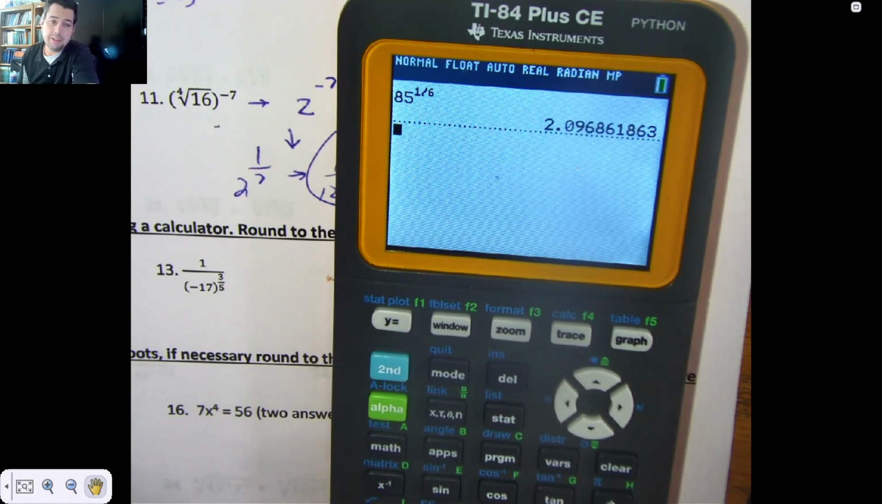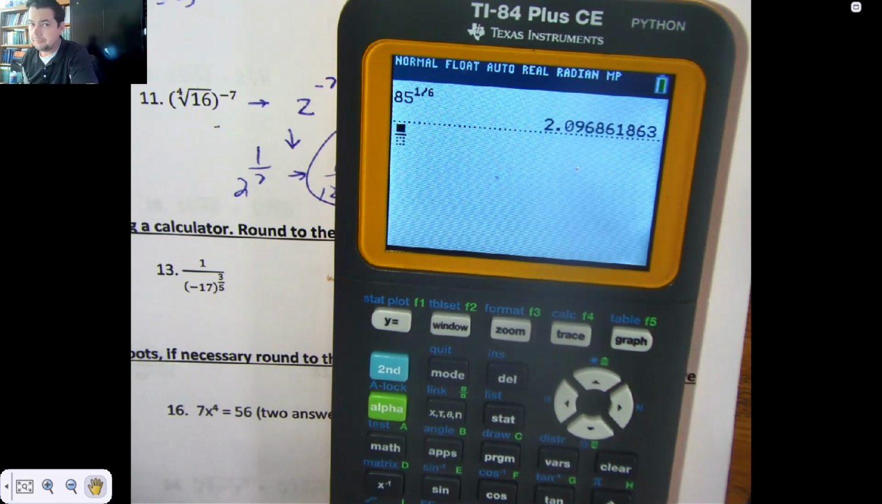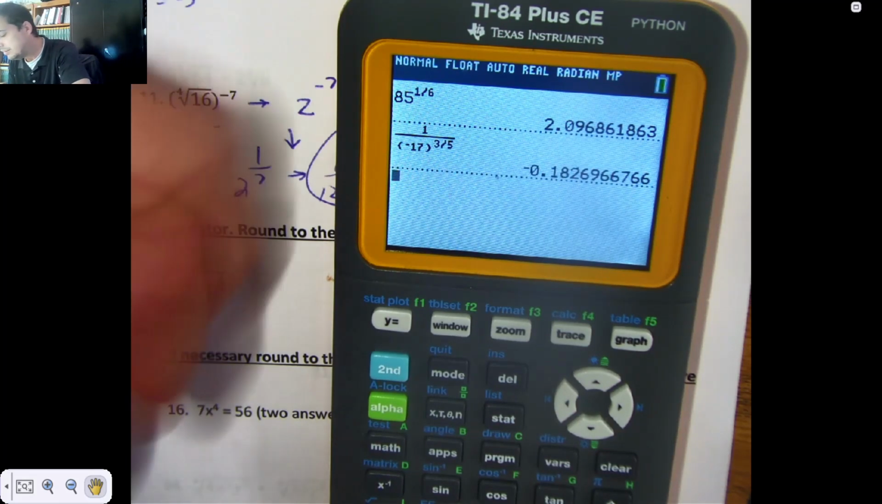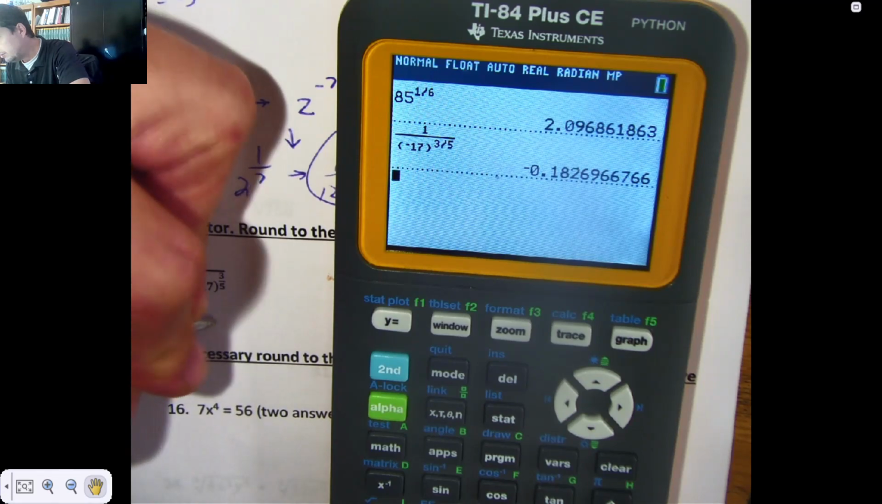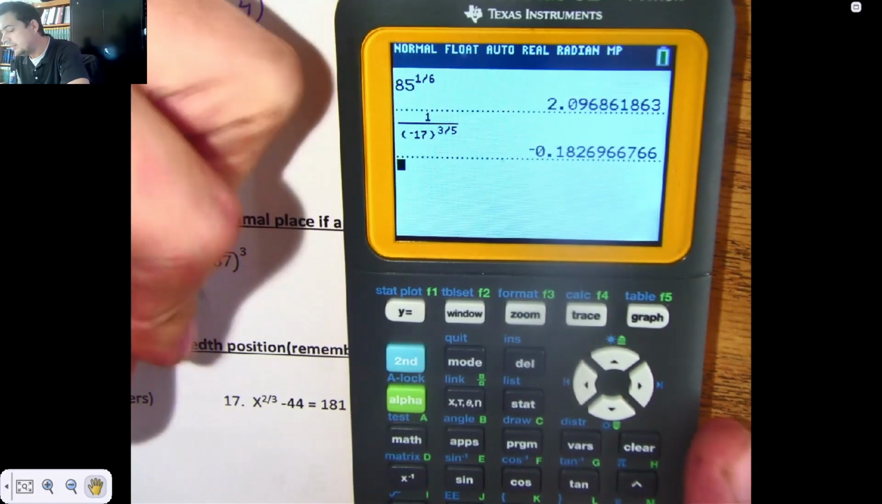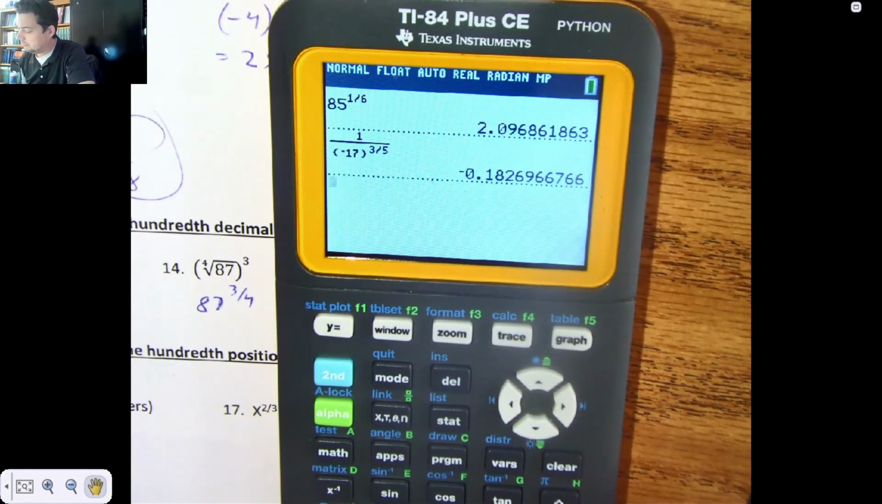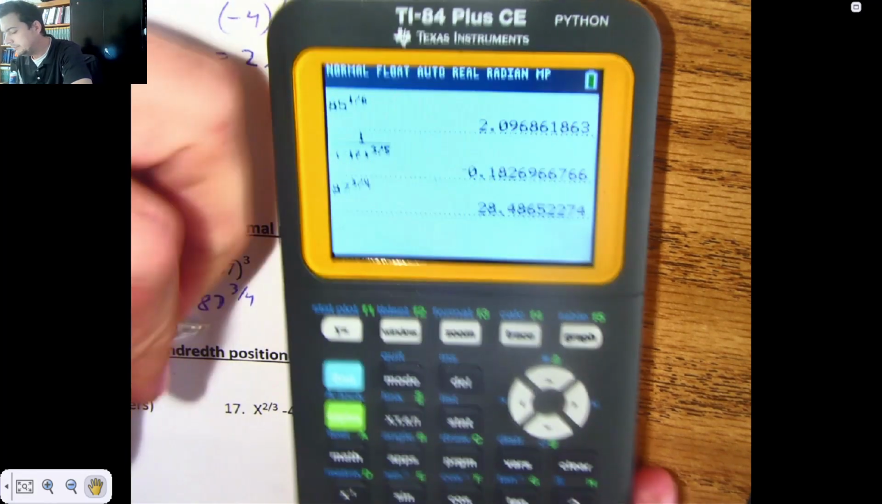You can actually type this one in as exactly what it is. I'm going to hit math, number, numerator over denominator, 1 over, parentheses, negative 17, close parentheses, caret, 3 over 5. Ta-da! It's not hard. Negative 0.18. And 14, what I would do on 14 is I'd think about this as 87 to the 3/4 power. 87 caret 3 over 4, 28.49.